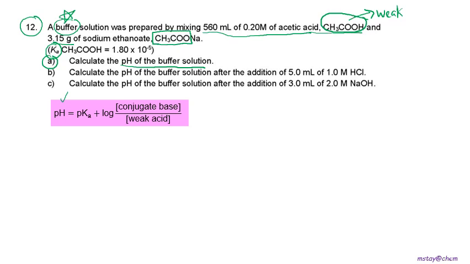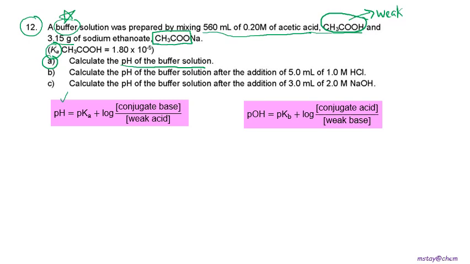While if the buffer solution is a basic buffer solution, then we will get the pOH value. So then the Ka will become Kb, the conjugate base will become the conjugate acid, and the weak acid will become the weak base. If we still insist on determining the pH value for the basic buffer solution, then we have to add another relationship in the calculation, which is pH plus pOH equals 14.